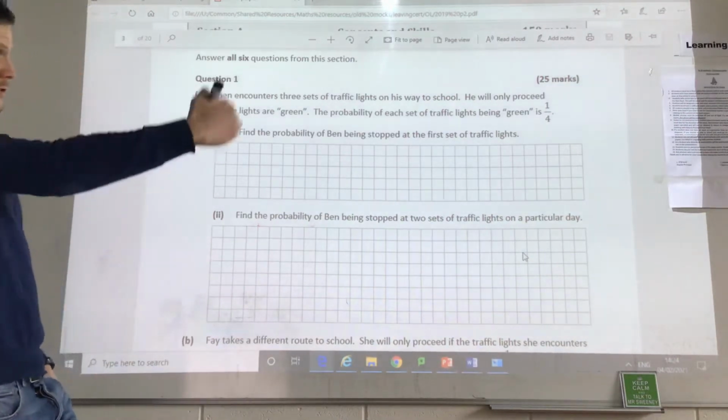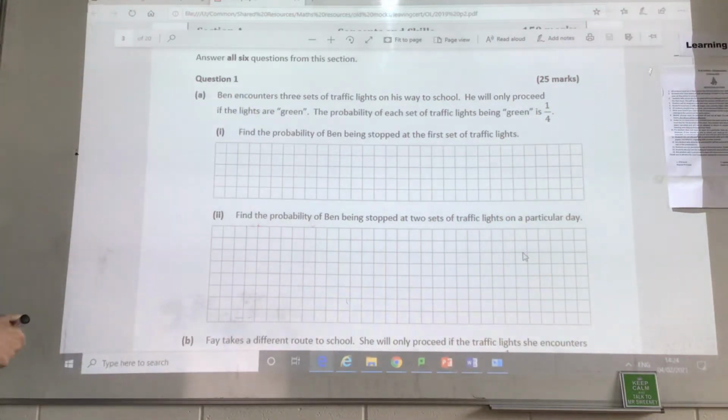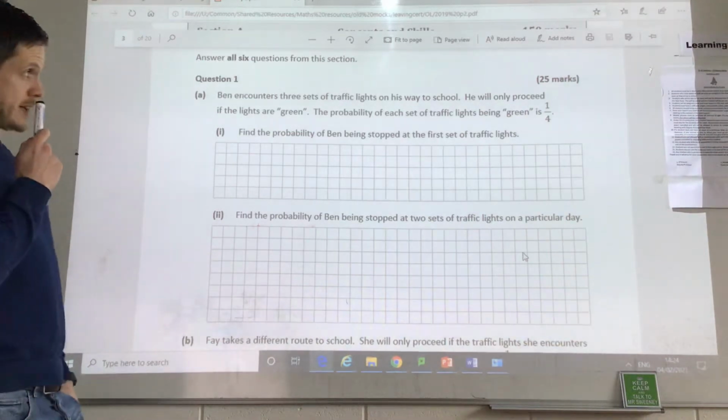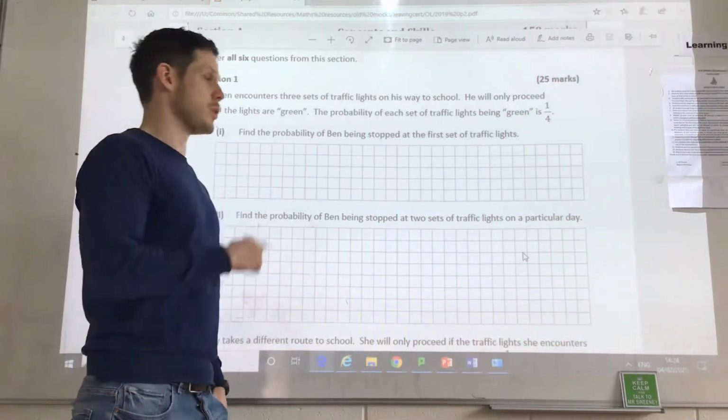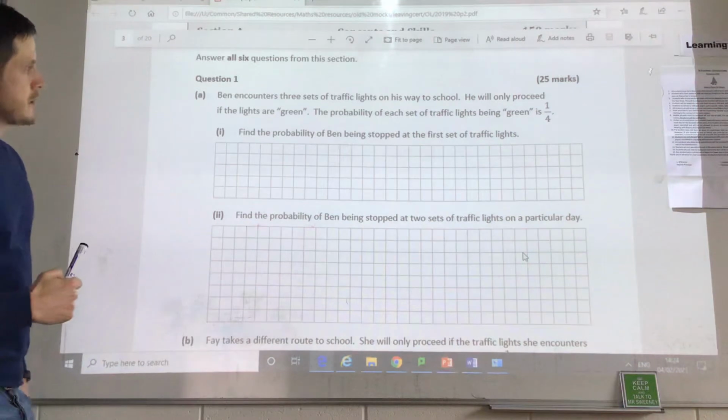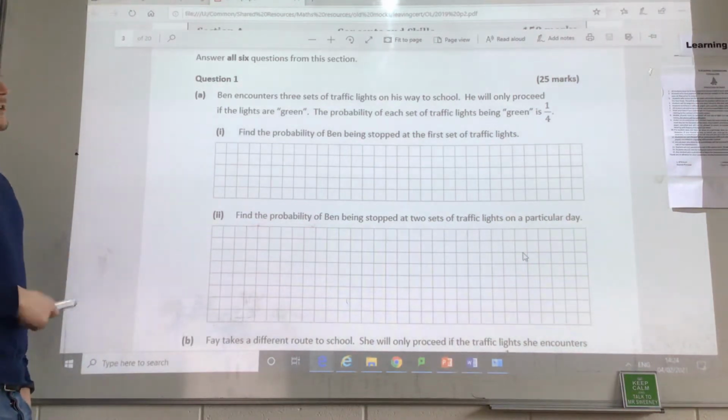So he's gone to school, there's 3 sets of traffic lights along his way. He'll only proceed if the lights are green. The probability of each set of traffic lights being green is 1/4. Find the probability of Ben being stopped at the first set of traffic lights.